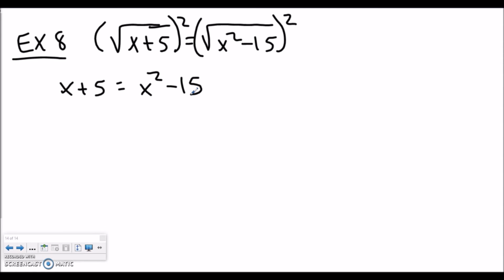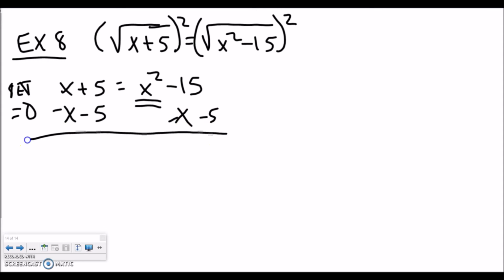What's different between this problem and example 7? You notice we have an x squared. And you remember, how do we solve an equation when we have an x squared? We set it equal to 0. So let's minus x minus 5, minus x minus 5. So 0 equals x squared, minus x minus 20.